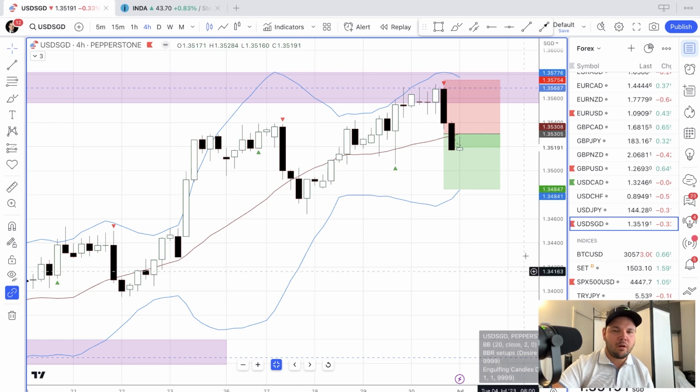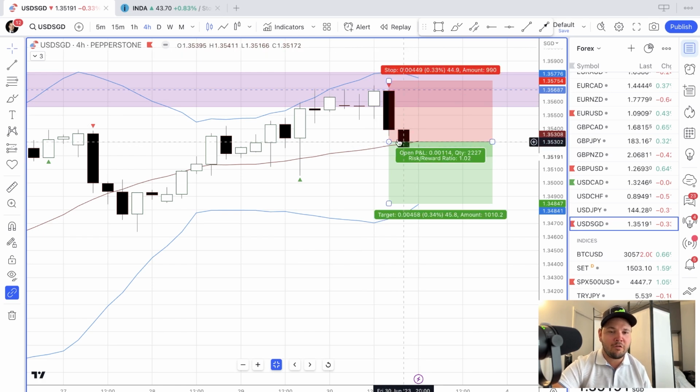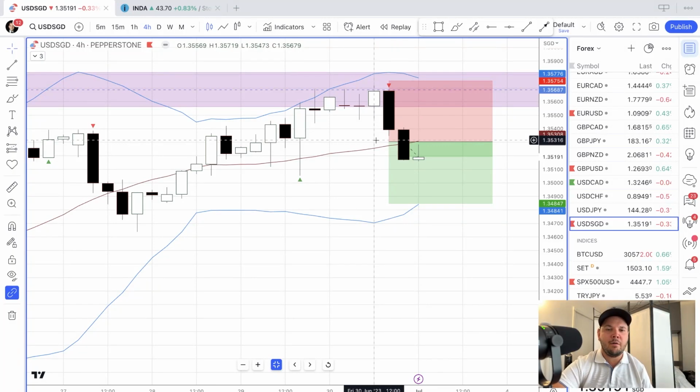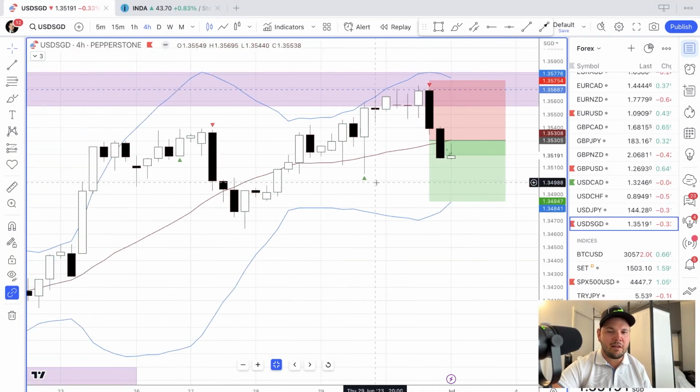This setup here was on the 4-hour chart. We have price hitting right into the 1.35 resistance. We have a bearish engulfing candle forming. Very nice trade, entering here a little bit below the candle. Still above the middle band of the Bollinger Band, so we're good with this one. Stop loss above the high, and we target a 1-to-1.